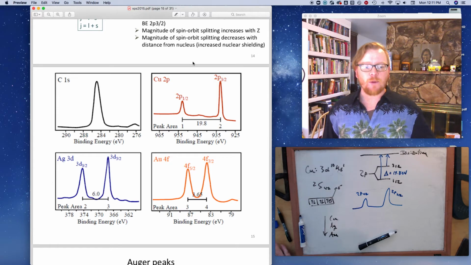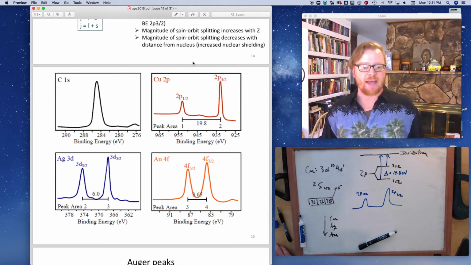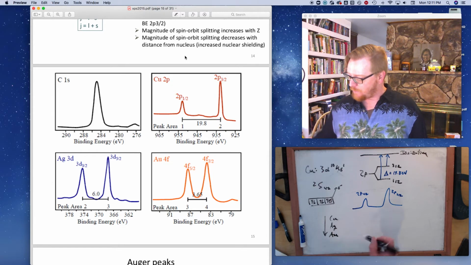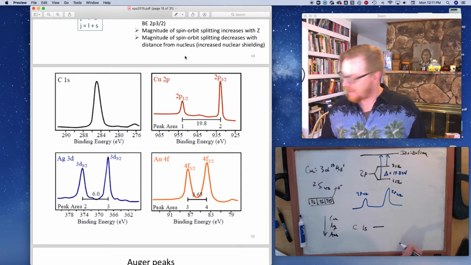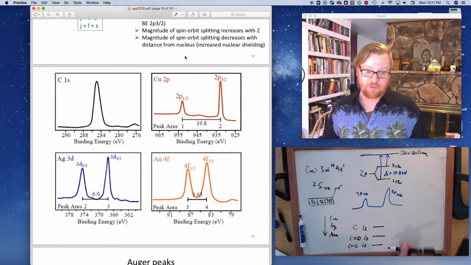And the last thing that I want to say about XPS is the effect of oxidation states. So if you imagine here my carbon 1s level, for let's say graphitic carbon, we'd have a level right there. But let's suppose I had a carbonyl, a carbon-oxygen double bond, it would have a different level. Or if I had a carbon-carbon bond, it would have a different level.